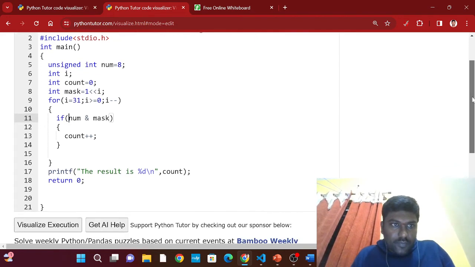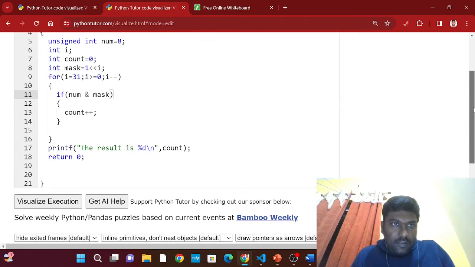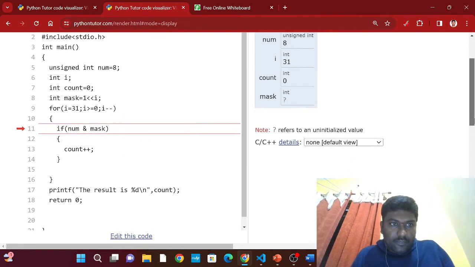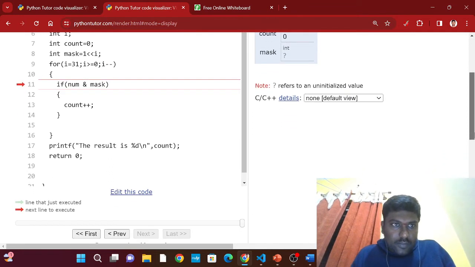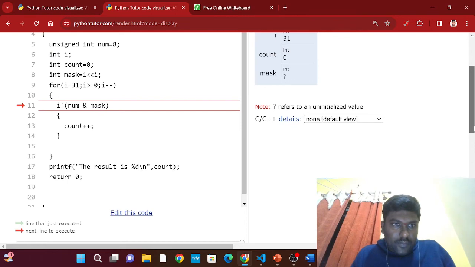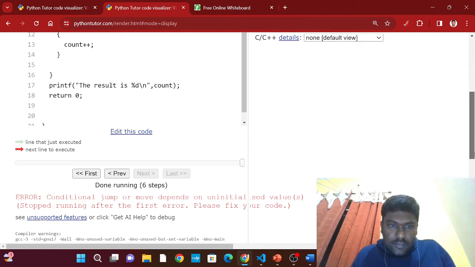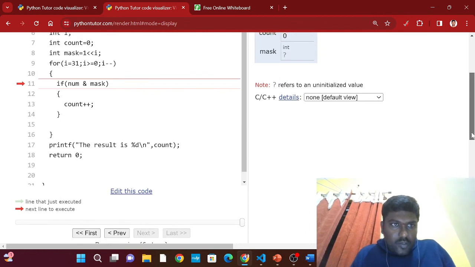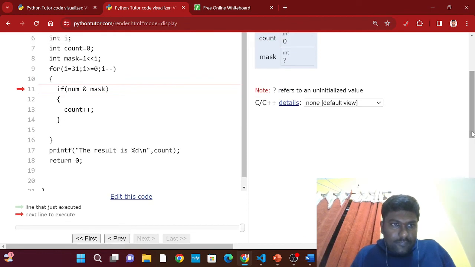Mask is one left shift with i. Okay, what I got is: if num AND with one left shift with i, where i is 31, i greater than or equal to 0. The conditional depends on uninitialised values. So uninitialised value, conditional jump, count plus plus. Okay, can I write it like this then?